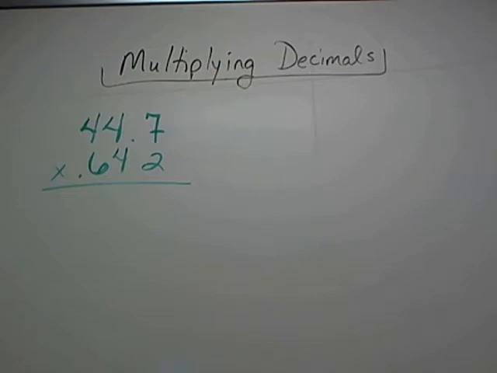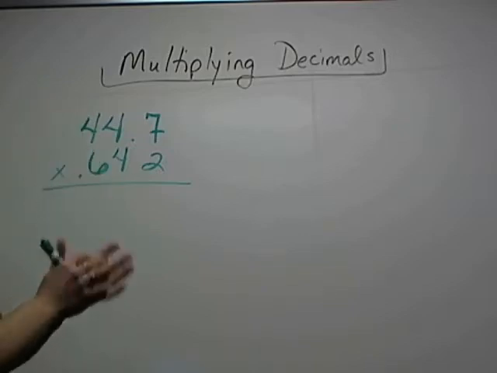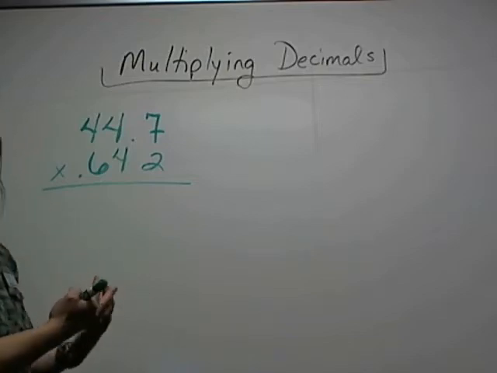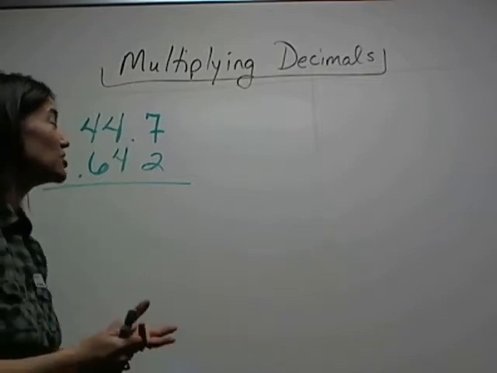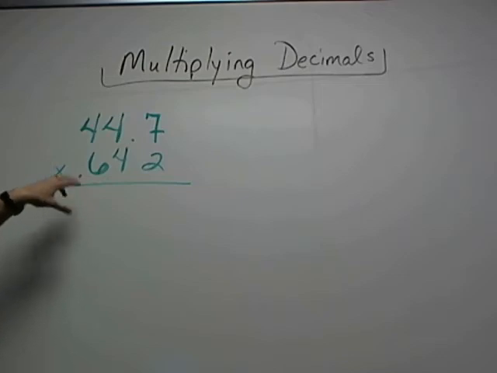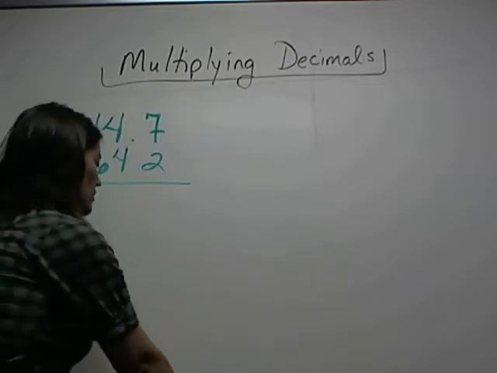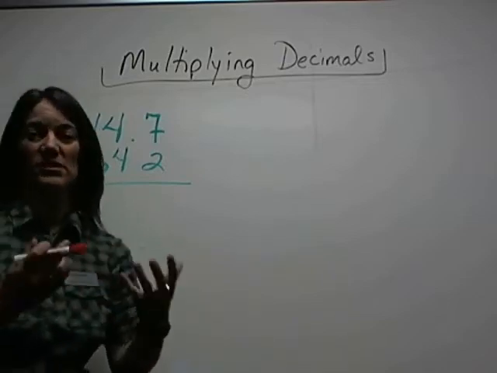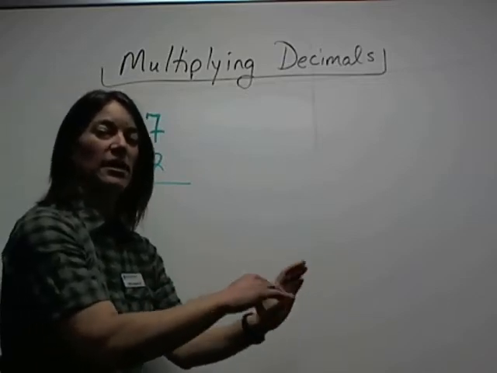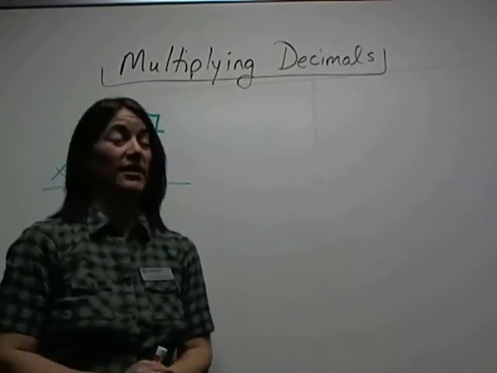Multiplying decimals is a whole different ballgame than adding and subtracting. Remember, when we're adding and subtracting, we line up the like types of columns. Rules like that don't apply when it comes to multiplication. So if I have a number like 44.7, and I multiply it by 0.642, this is the first thing I want to do. I want to get rid of those decimals. We're going to move them on out, and then we'll bring them back in during our final answer.